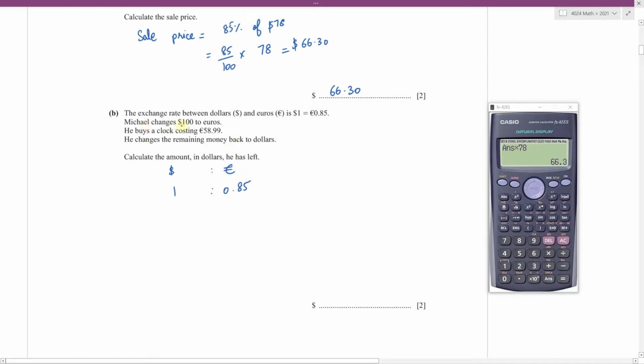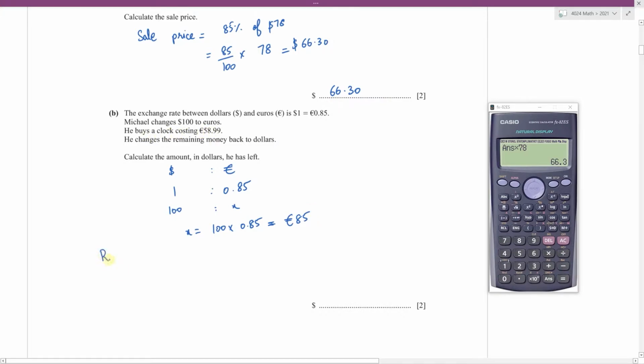And then Michael changes $100 to euros. So $100 will be X euros. So we'll cross multiply because they are directly proportional. More dollars will give you more euros. So X here will be 100 multiplied by 0.85, which is 85 euros. He buys a clock costing 58.99.